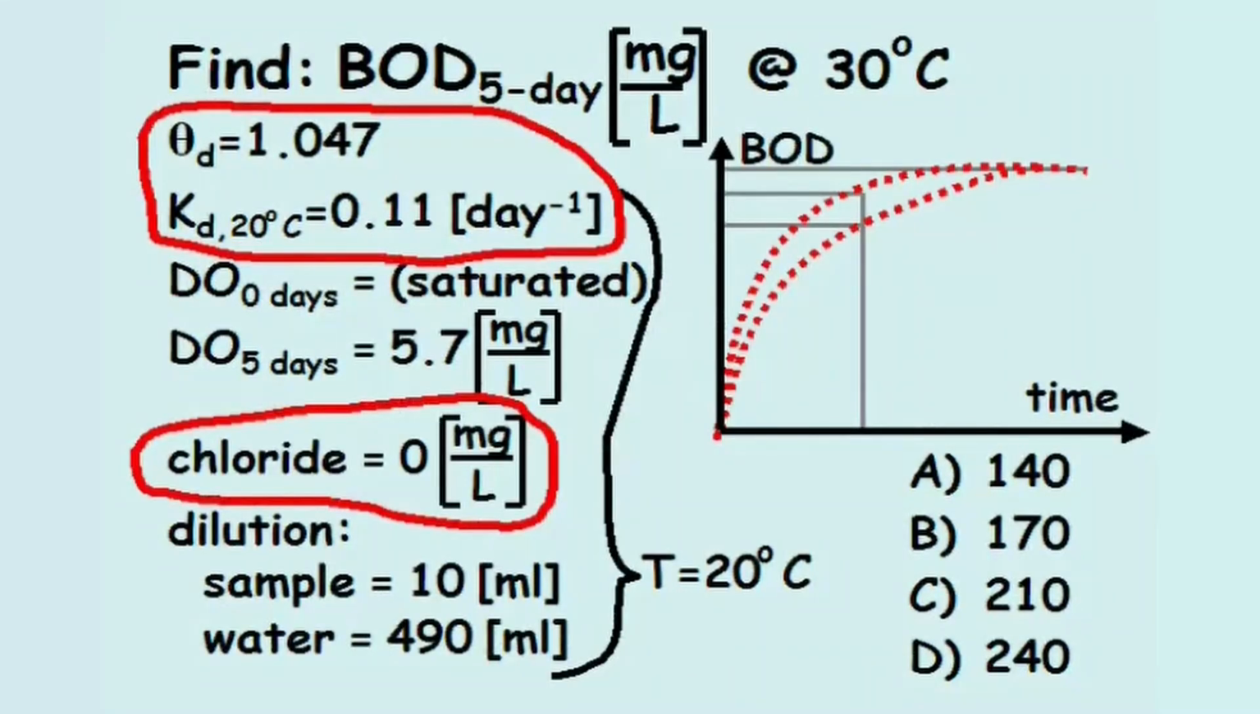There is no chloride in the sample, and the temperature variation constant and the deoxygenation rate constant for 20 degrees Celsius are provided.